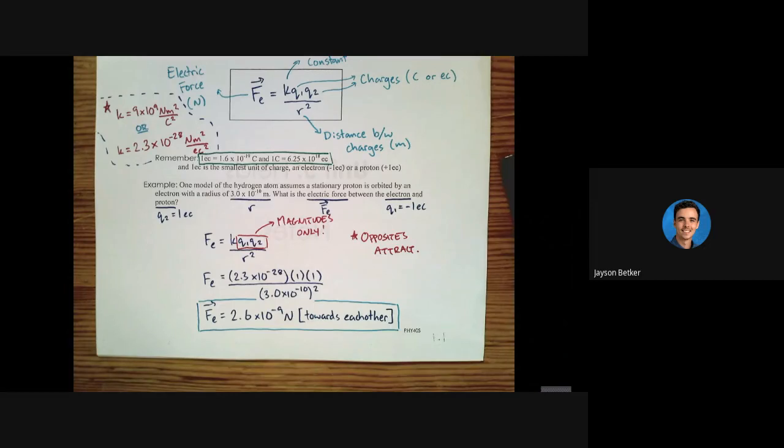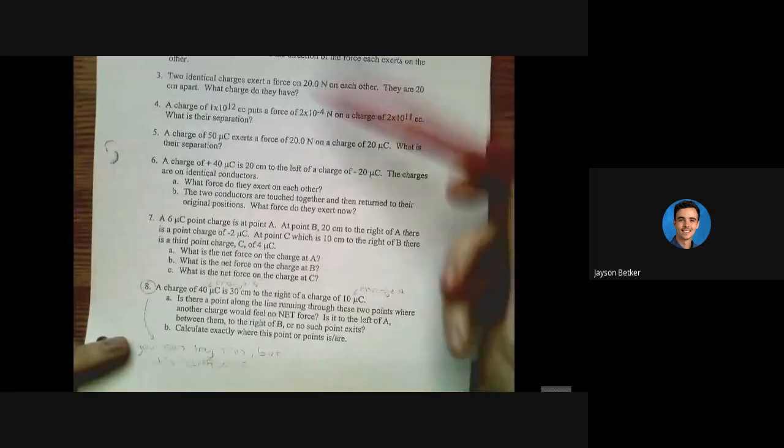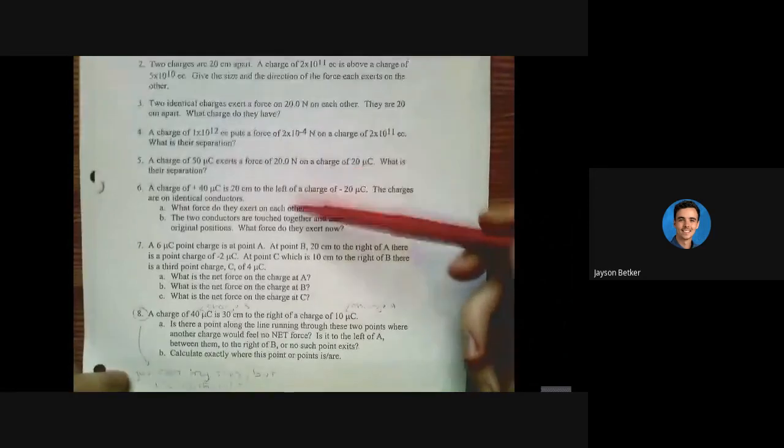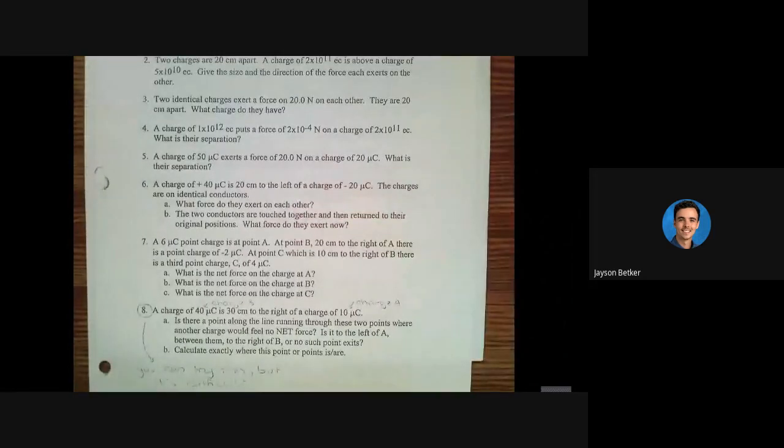All right, so that is it for our little introduction to Coulomb's law. If you have any questions, just let me know. And if not, you can work on the problems. With what we went over today, you should be able to at least do 1 to 5. And I think you could even do 6. 7 and 8 are a little bit trickier, especially 8.